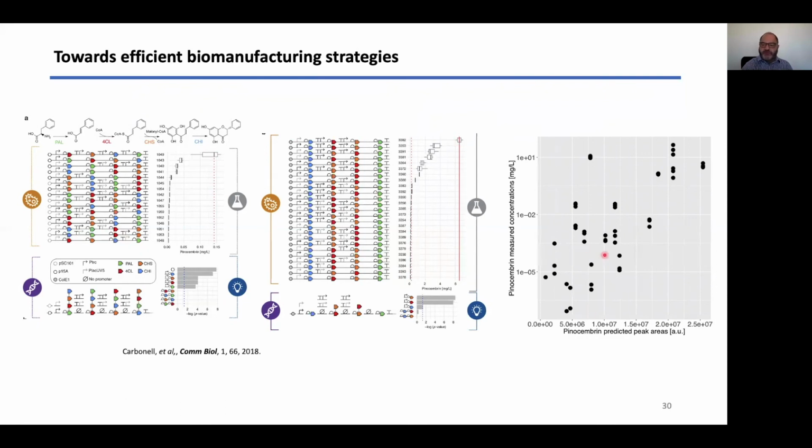If you see here, this is the comparison between what is predicted by this model and the levels that we were obtaining in the actual library. So you can see that there is a good correlation for most of the cases. Obviously, some cases might happen that maybe there were some point mutations or things like this.